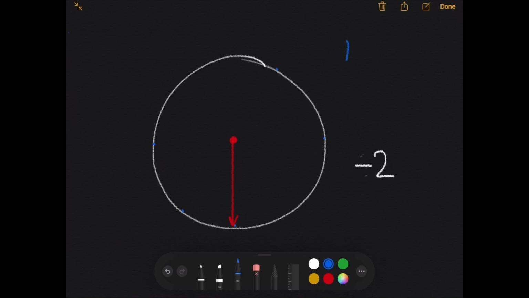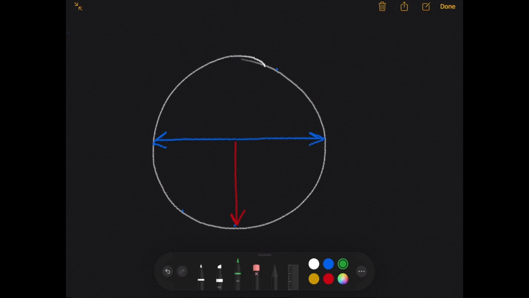the diameter by 2. So earlier I said the diameter of this shape might be 15 centimeters, in which case I've got to divide 15 centimeters by 2. And so the radius would be 7.5 centimeters. So we have the diameter, we have the radius.